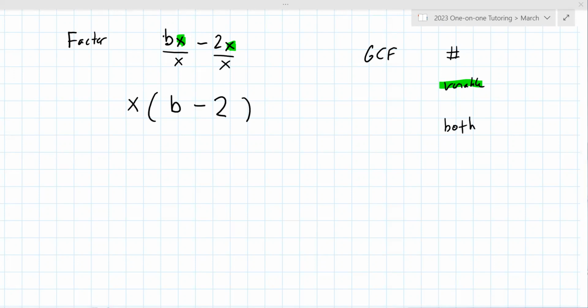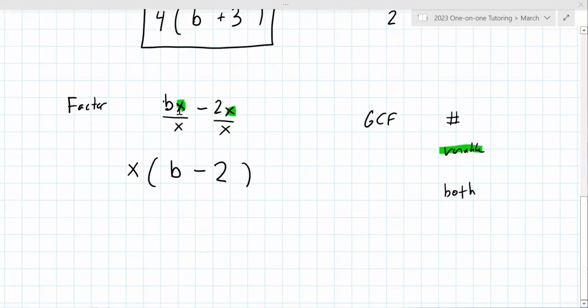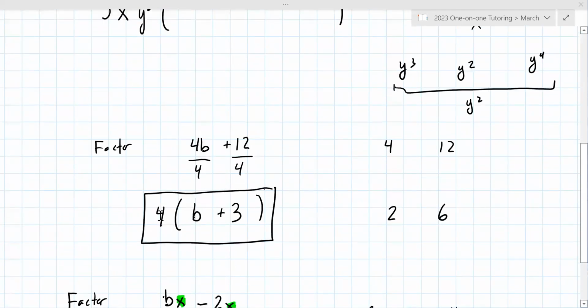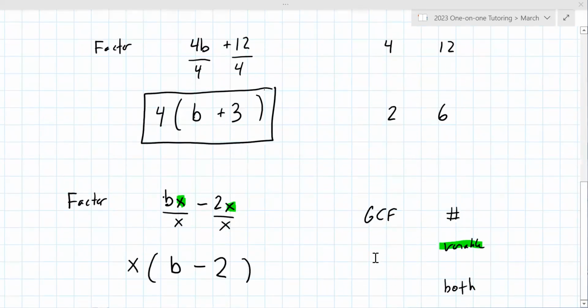So in the previous problem, the GCF was just a number. In this problem, it's just a variable. The ones going forward will probably be both. The other thing to point out is that if you were to multiply in, and it'll probably make more sense than the previous problem, if you were to take 4 times b, you get back to the original, and 4 times 3, you get back to the original. And that is always the case. Okay.